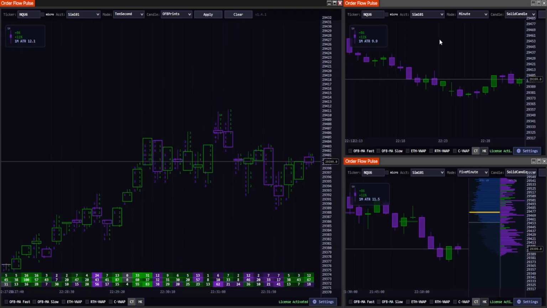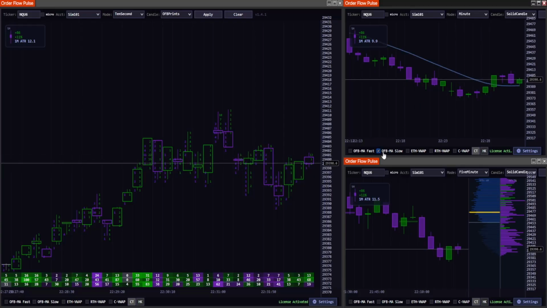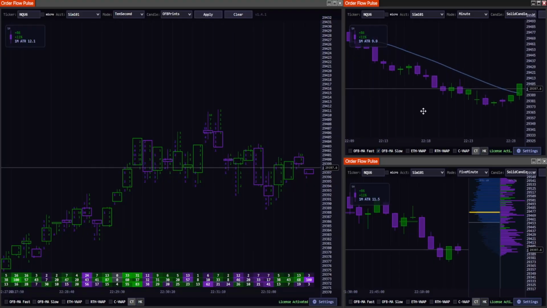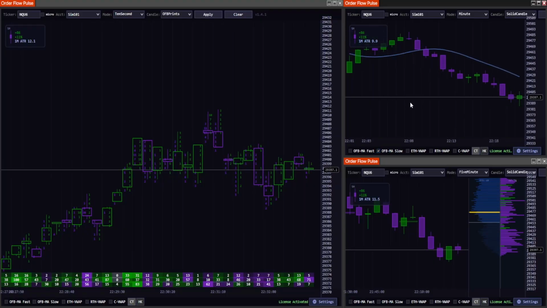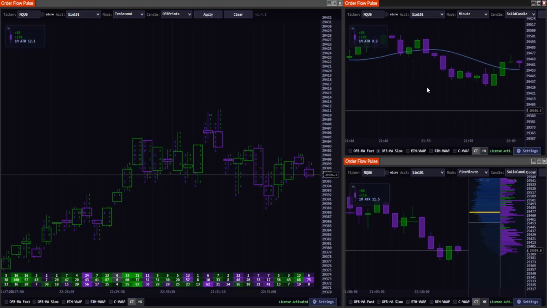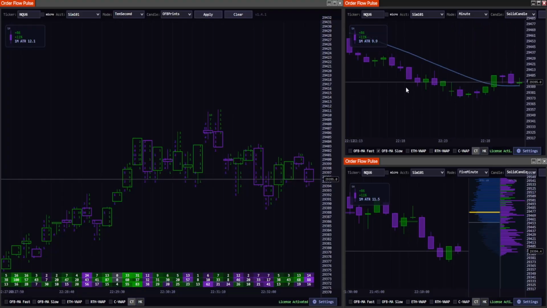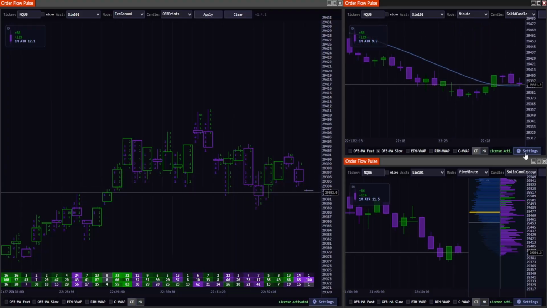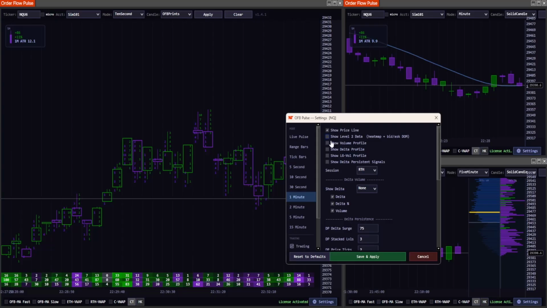Let's go over to the 1 minute right here. Here is the 1 minute. Now, how I like to do this is to at least show the slow moving average. So anything below that, I am going to look for shorts. Anything above it, I'm going to look for longs. Okay, so let's see what I have set for this.